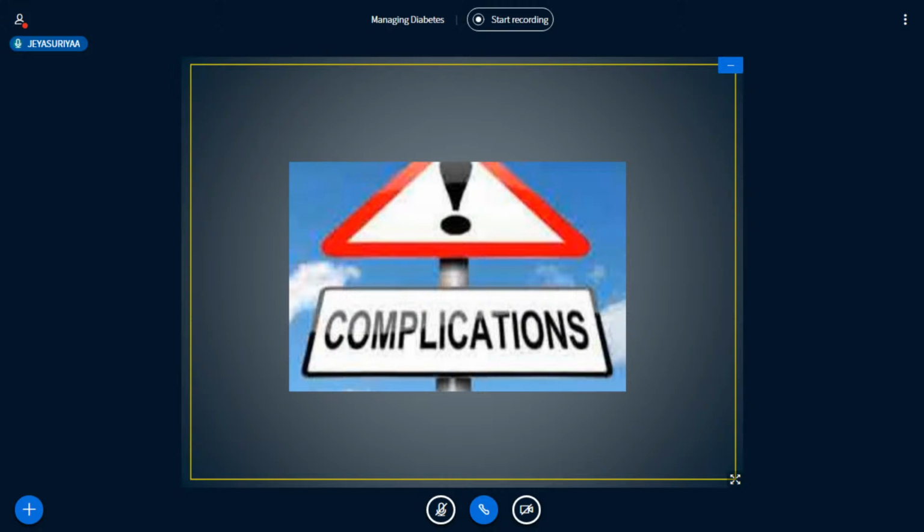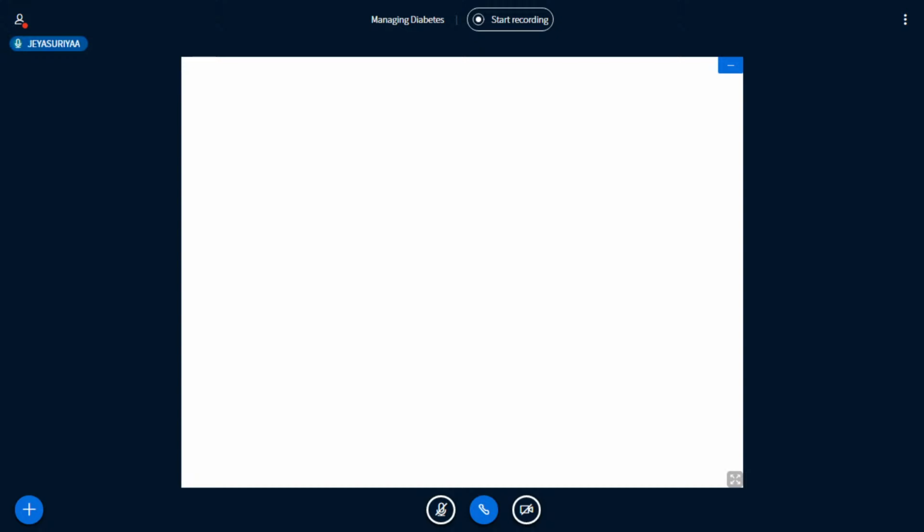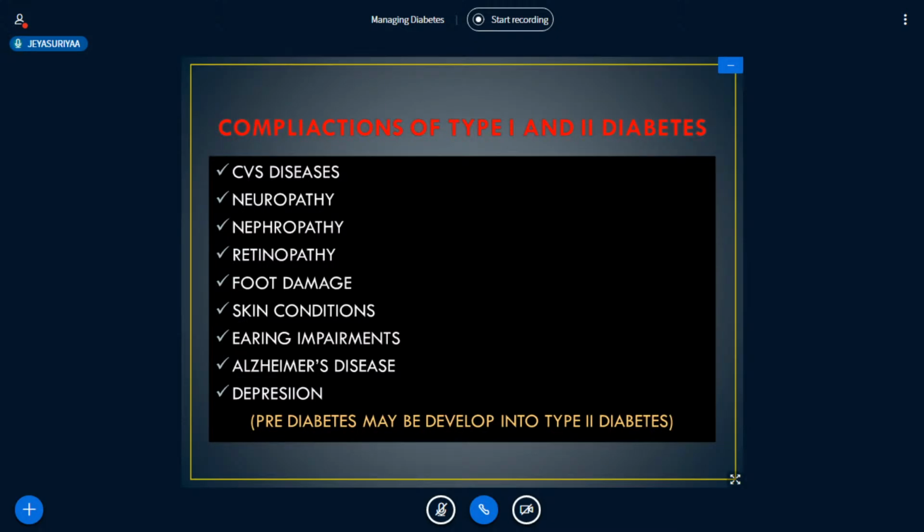diabetes develop gradually. The longer you have diabetes and the less controlled your blood sugar is, the higher the risk of complications. Eventually, diabetes complications may be disabling or even life-threatening. Possible complications include cardiovascular diseases, neuropathy, nephropathy, retinopathy, foot damage, skin conditions, hearing impairment, and to an extreme, some people are even affected by Alzheimer's disease.